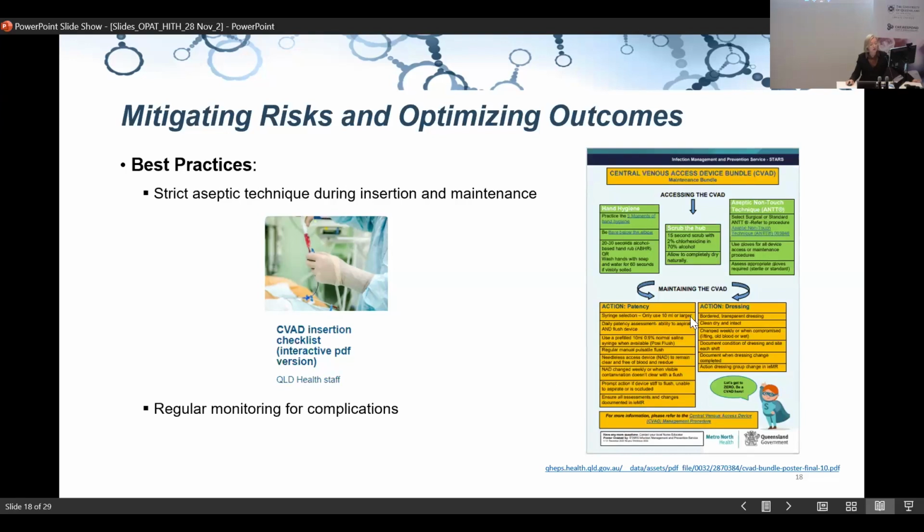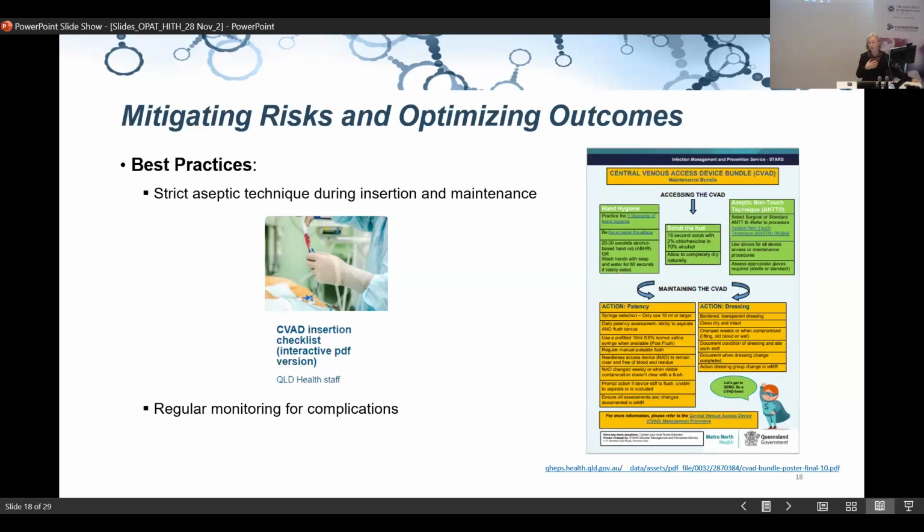Regular monitoring, so looking at things like bundles. It's not just about one component, it's about every aspect of the care and the management of those devices. And so the infection prevention strategies, such as hand hygiene, scrubbing the hub and aseptic technique, and ensuring patency by flushing appropriately in a timely manner.